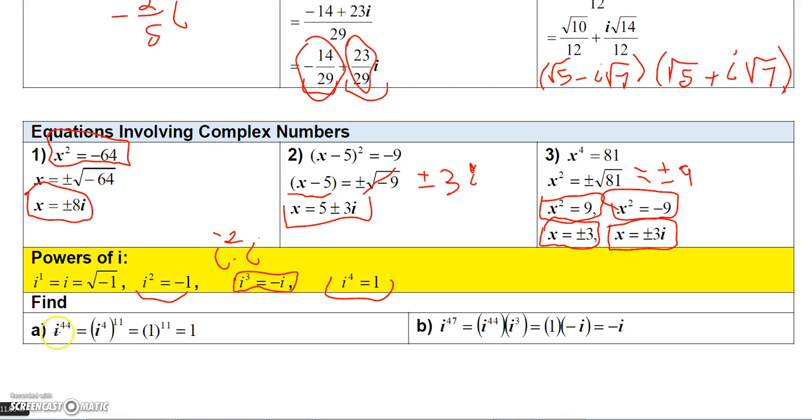So for instance, if I wanted to figure out what i to the 44th equals, well, I could say i to the 44th is the same as i to the 4th raised to the 11th power. And since we know that i to the 4th is positive 1, that would be positive 1 to the 11th power, and 1 to the 11th power would be 1. Or if you had i to the 47th, you could write that as i to the 44th times i cubed. And since we just learned that i to the 44th is 1, and we know from up here that i cubed is negative i, then the final answer would be 1 times negative i, which is simply negative i.